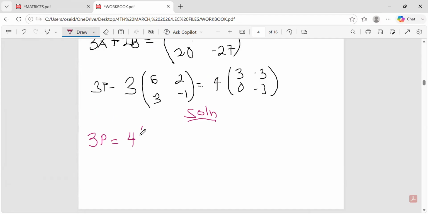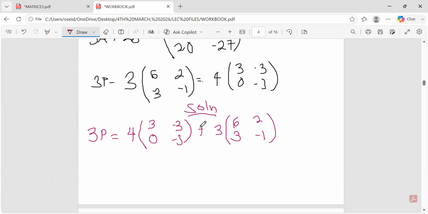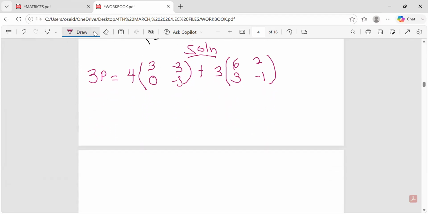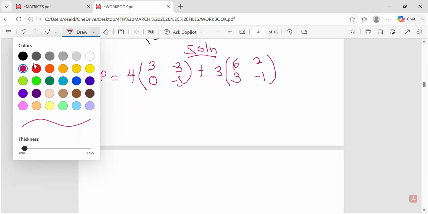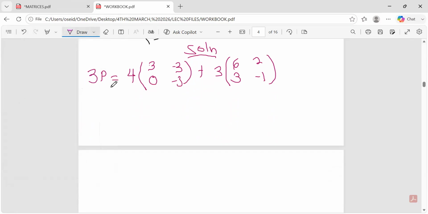4 bracket 3 0, -3 -3, plus 3 bracket 6, 3, 2, -1. Alright, so now we can expand our brackets successfully.